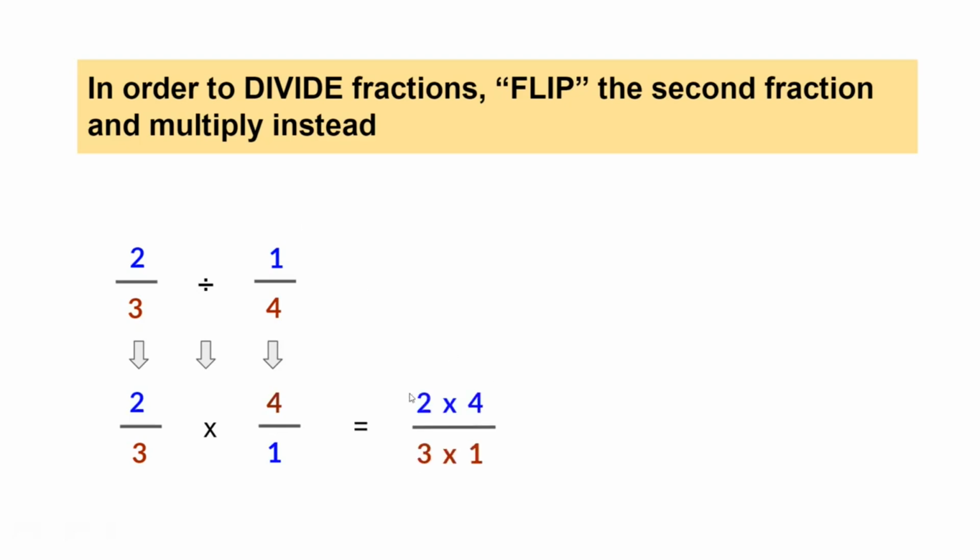So that becomes 2 times 4 on the top of our fraction and 3 times 1 on the bottom of our fraction. We simplify that and we get 8 divided by 3 or 8/3. Now we can't reduce that because there is no number that can be divided into both 8 and 3. So that would be our final answer.